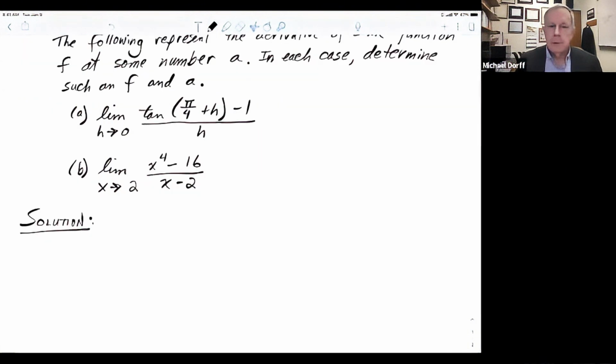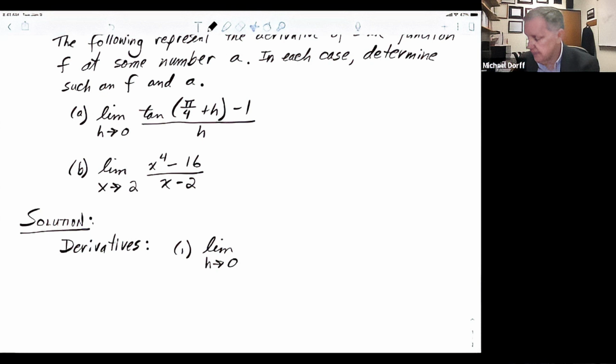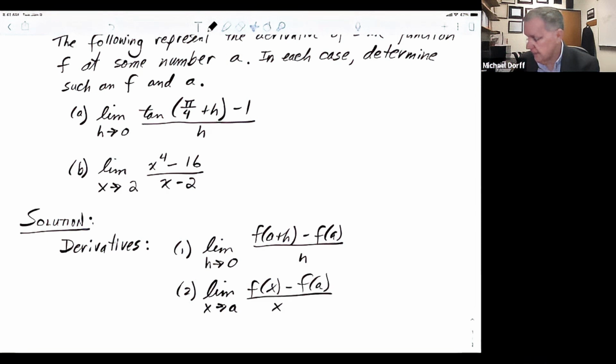So the first thing we should remember is these formulas or definitions for derivatives. Derivatives can be represented as either one, the limit as h goes to 0 of f of a plus h minus f of a over h, or they could be represented as the limit as x goes to a of f of x minus f of a all over x minus a.